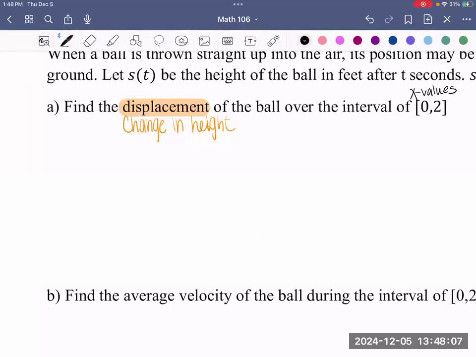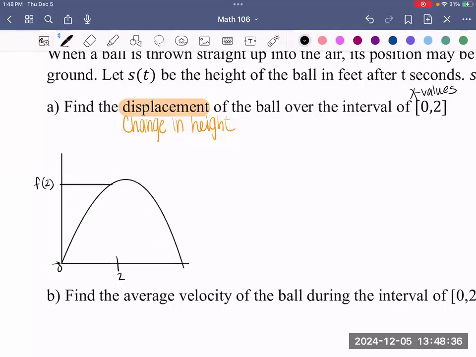Well, the change in height, right? That is just your change in your y values. So you're given x values. Your first thing is to figure out how much your y value is changing. So let's say this is my function here. If I go from 0 to, let's say, 2 seconds, which is over here, I'm starting at some position for x, and I want to know my displacement. I end up at this height, and I want to know by how much my height changed. So I'm looking for this distance right here, this displacement.